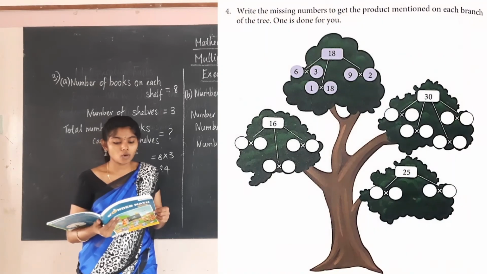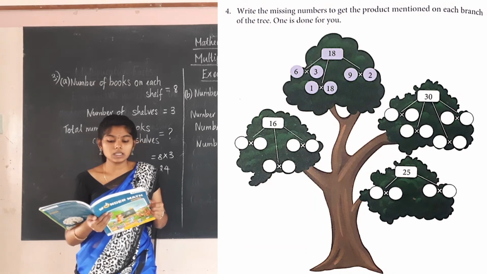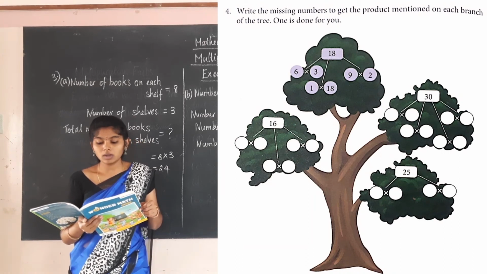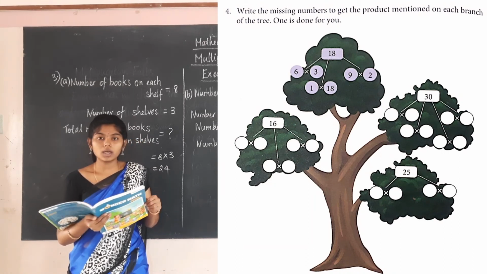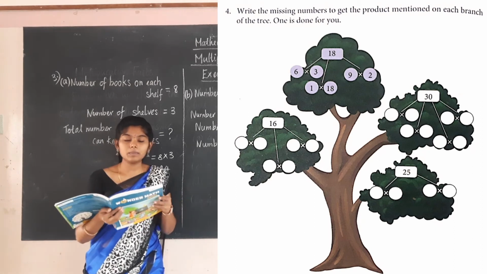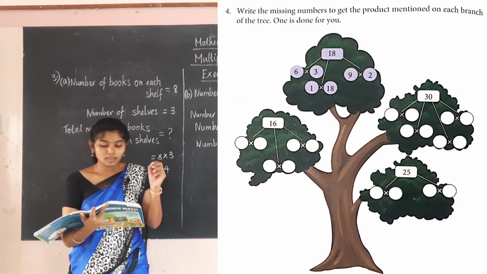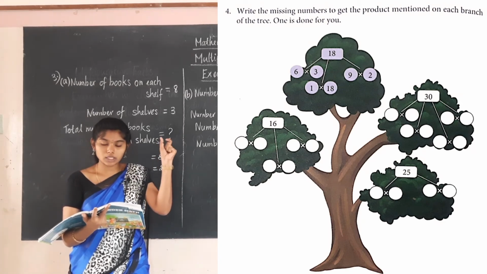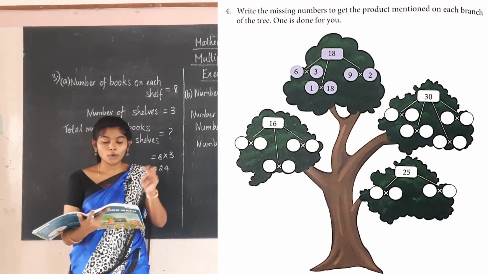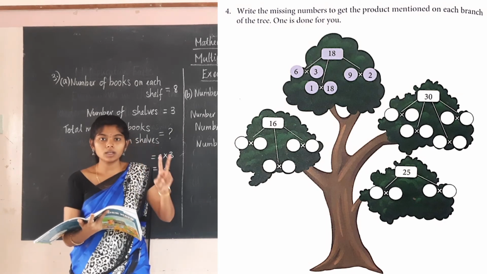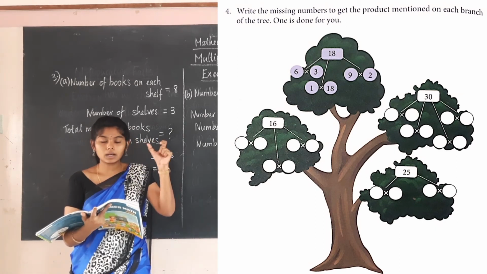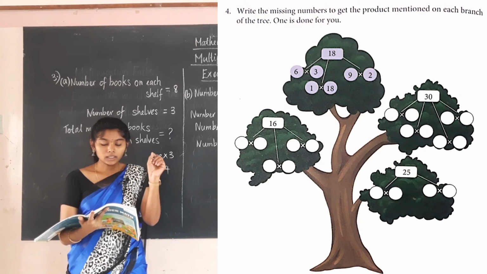The next question, 4th question, write the missing numbers to get the product mentioned on each branch of the tree. So here there is a tree, you are going to find the missing terms that are given there. There is a product given there, the number 18 is given in the first one, and you are going to find the two numbers. What are the numbers that can make that product, that answer? So 18 is the answer.